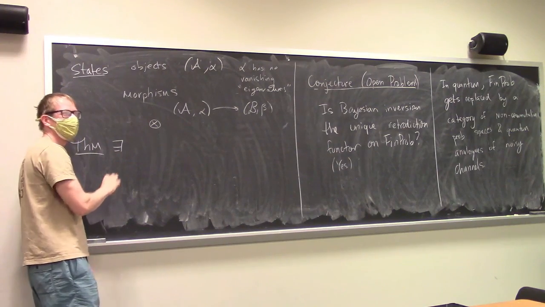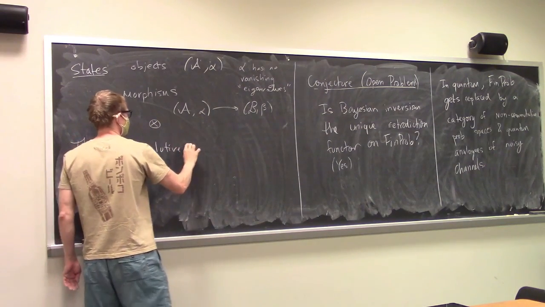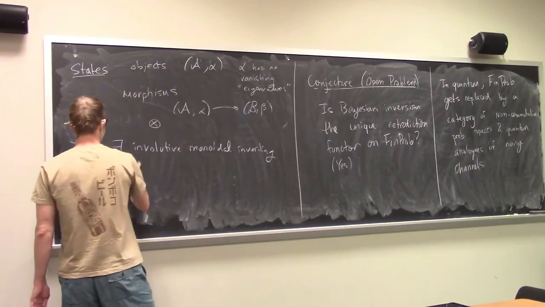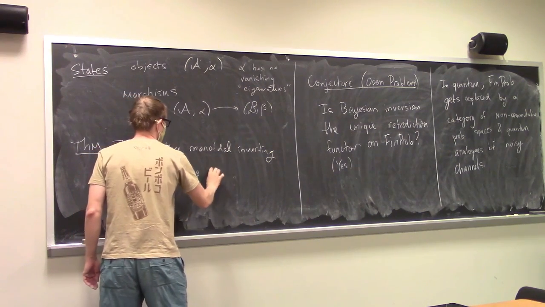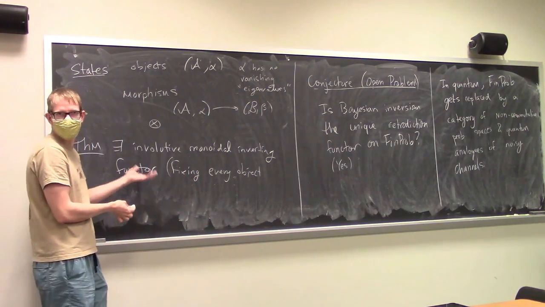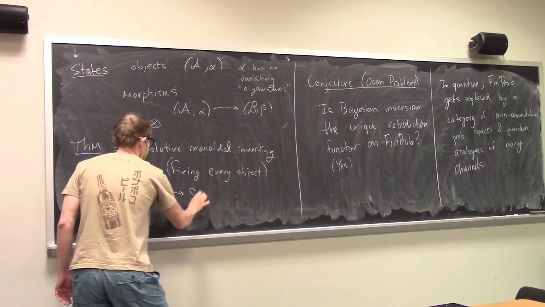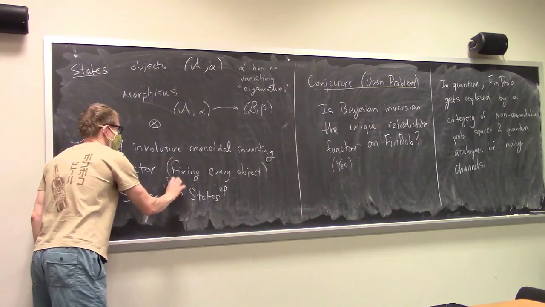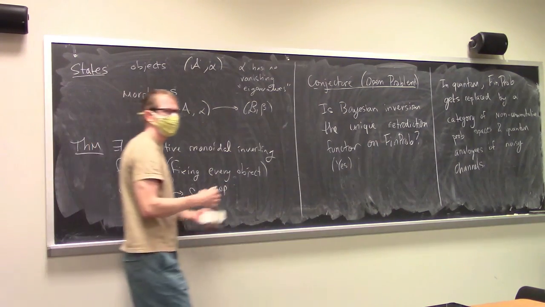There exists, I wish I remembered the order in which I said this, an involutive, monoidal, inverting functor from states, fixing every object. Is there a word for that? I mean, there's a dagger structure on this. States, and this time I'll call it R, R for retrodiction. So first of all, there exists such a functor, and the same properties I wrote before.